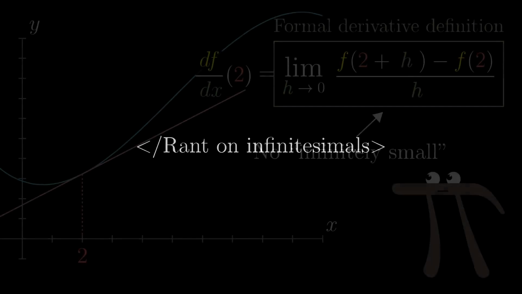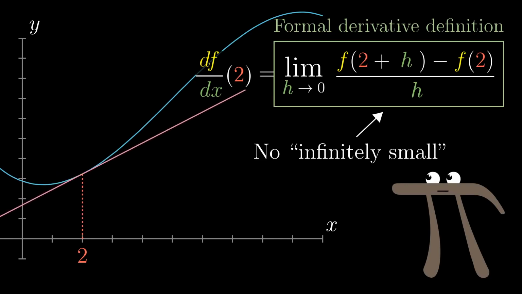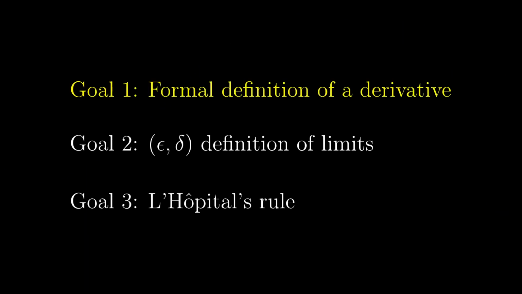So, long story short, the big fuss about limits is that they let us avoid talking about infinitely small changes, by instead asking what happens as the size of some small change to our variable approaches 0. And this brings us to goal number 2, understanding exactly what it means for one value to approach another.